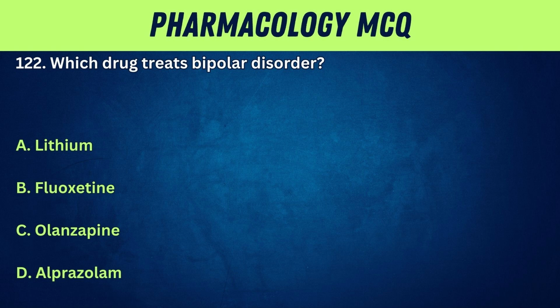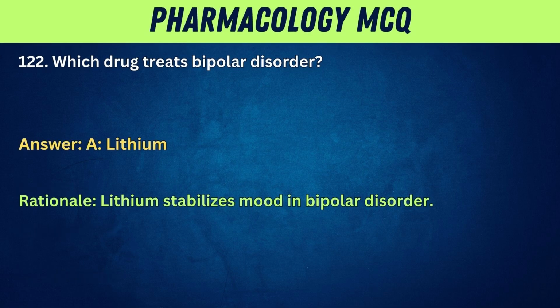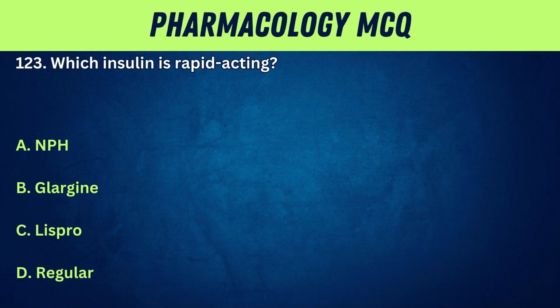122. Which drug treats bipolar disorder? A. Statins. B. Fluoxetine. C. Olanzapine. D. Alprazolam. Answer: A. Lithium. Rationale: Lithium stabilizes mood in bipolar disorder.